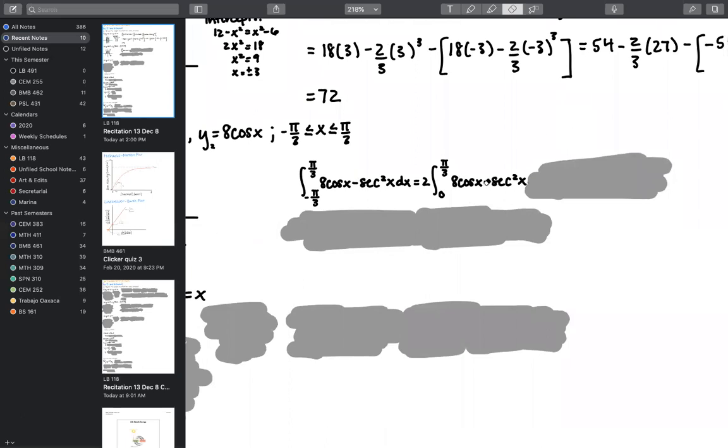So first addressing the 8 cosine of x, what function gives me the derivative cosine of x? The derivative of sine is cosine. And so the derivative of 8 sine x is going to be 8 cosine of x. Secant squared, hopefully we have that antiderivative memorized. We know that the derivative of tangent is secant squared. And so we get 2, we don't forget about this 2, times 8 sine x minus tangent x over the interval 0 to pi over 3.